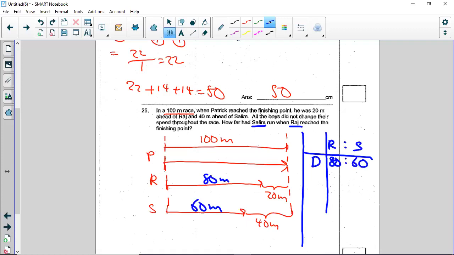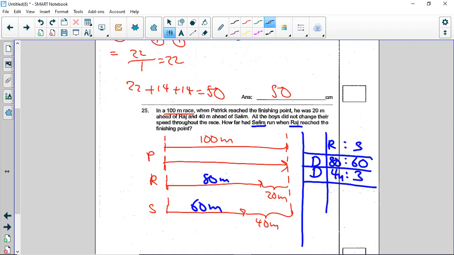Okay, always get the simplest form, which is 4 is to 3. So that's your distance ratio. Okay, this is important, very important to do harder problems. But not everything is ratio. Sometimes you don't need to use ratio. So what does that tell you?